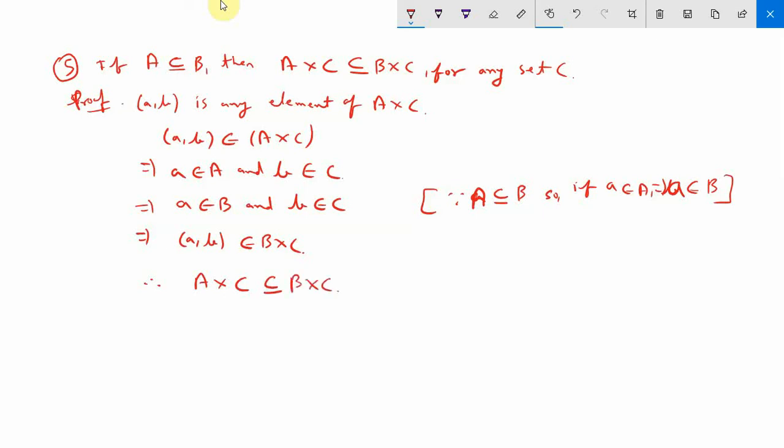Okay, friends, so we will see another theorem, the sixth one. If A is a subset of B and C is a subset of D, then A × C is a subset of B × D. Okay, how can we prove this?